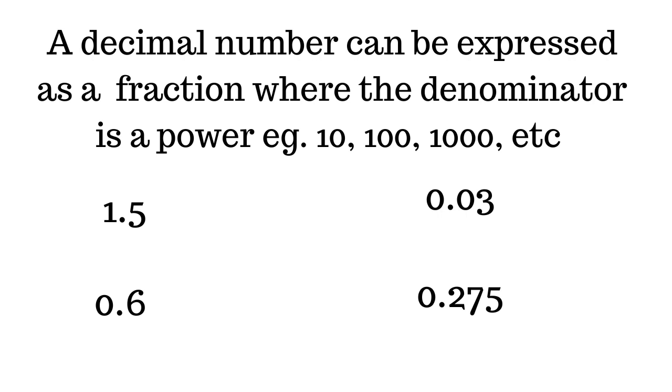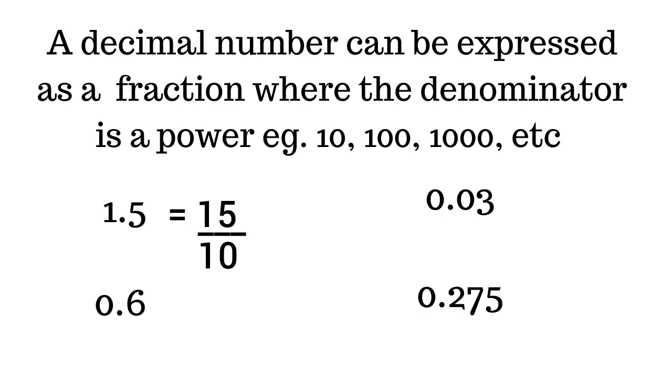The first number we have here is 1.5. Since it is one decimal place, this can be written as 15 over 10. To express 1.5 as a fraction, we take off the decimal point and we have 15 over 10. Why is it over 10? Because 1.5 has one decimal place and 10 has just one zero. So 1.5 is the same as 15 over 10.